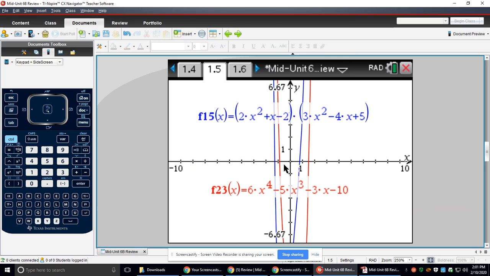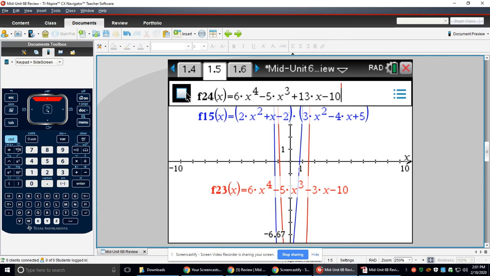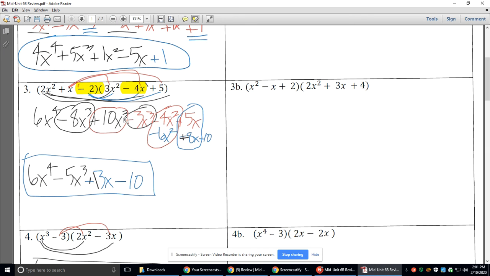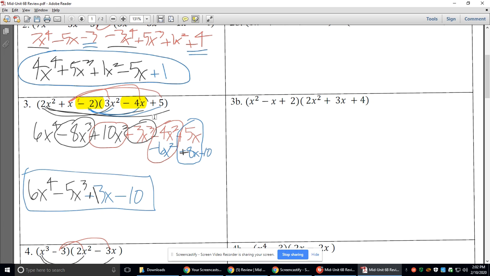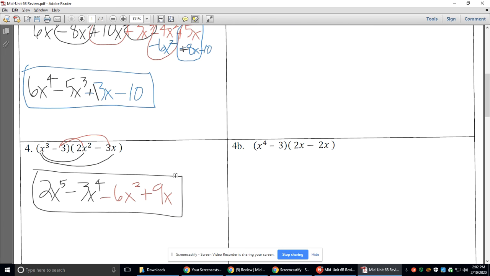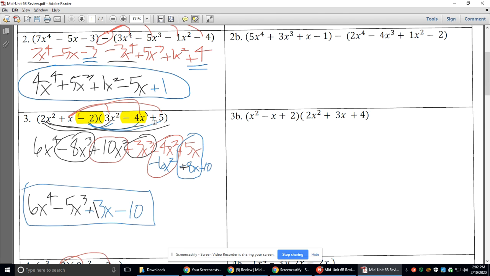So here's the -3x, and it doesn't overlap. So what I did was I graphed the plus 13x, and it does overlap. So that's how I knew I messed up. And there's the correction for number 3. So anything with an X in it, you can graph it and you just overlap. And if it doesn't overlap, that's the wrong answer. So then just look out for your signs so you don't mess up like I did.